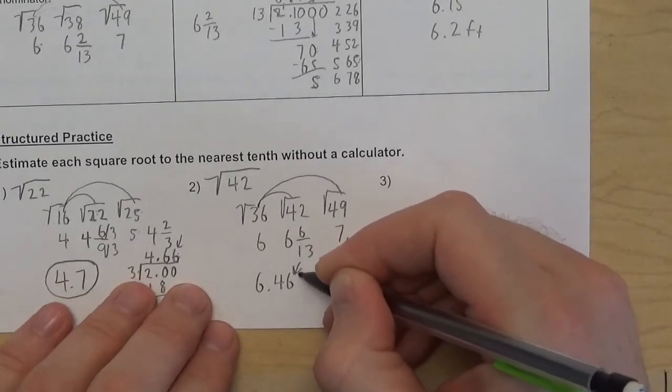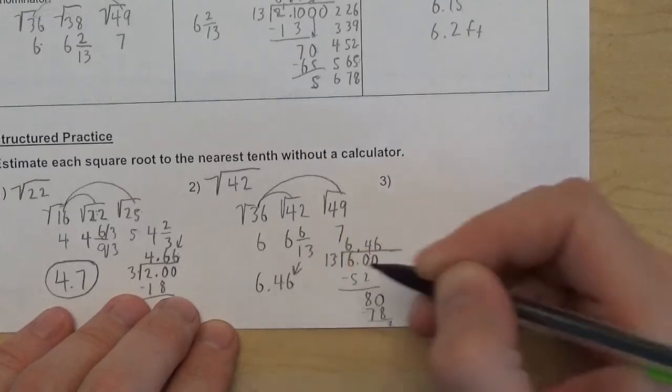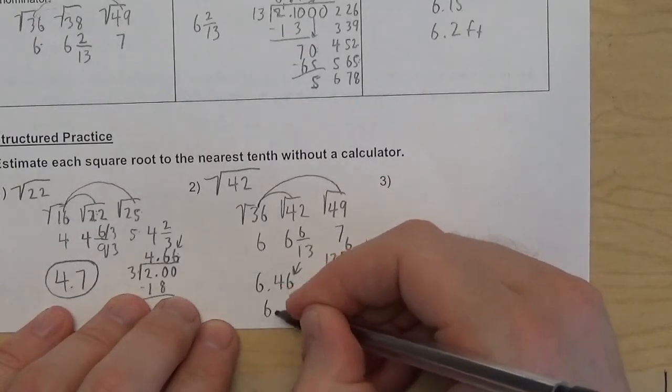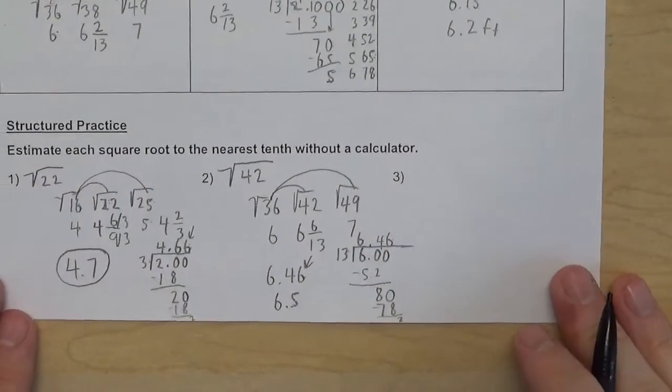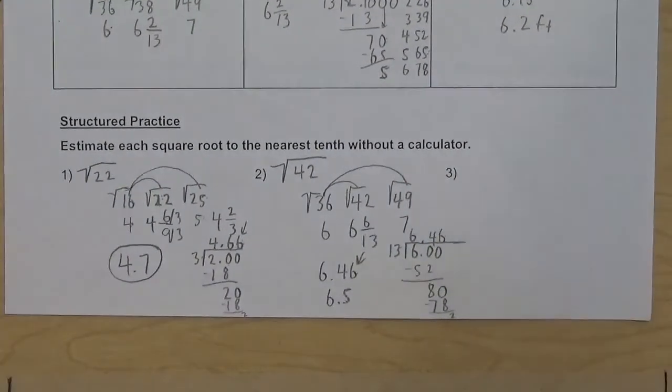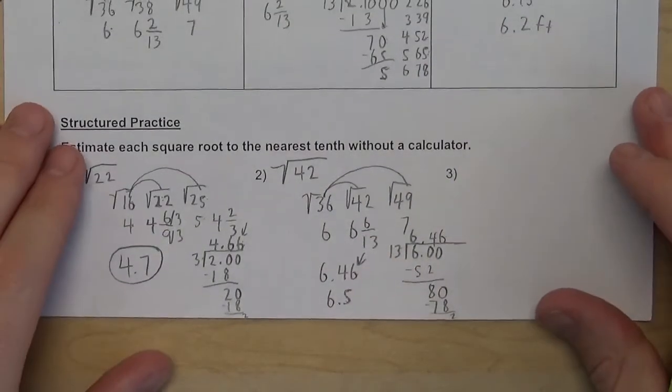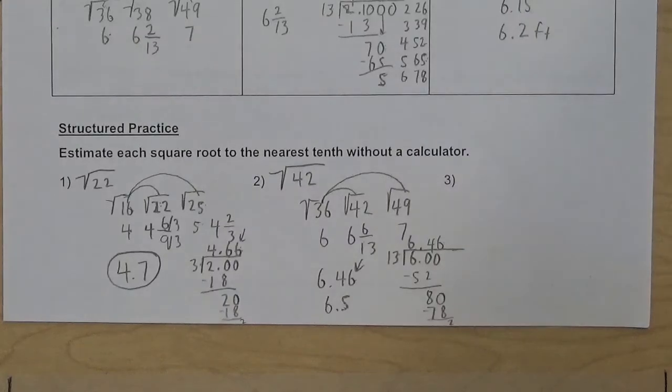This number here is 5 or greater, so it's big enough to move that 4 up to a 5. 6.5 is our estimate. Again, these are just estimates. We're not getting an exact answer here. We're just coming up with something that's close. We'll do some more practice with this in class, but hopefully this gives you a start on getting estimates for square roots using long division.